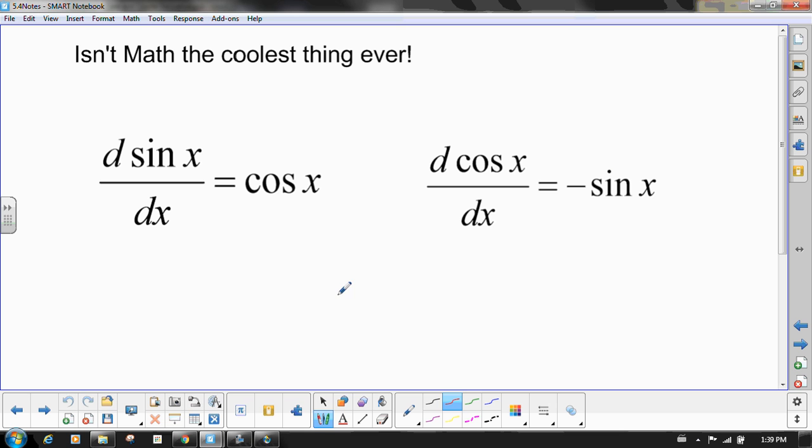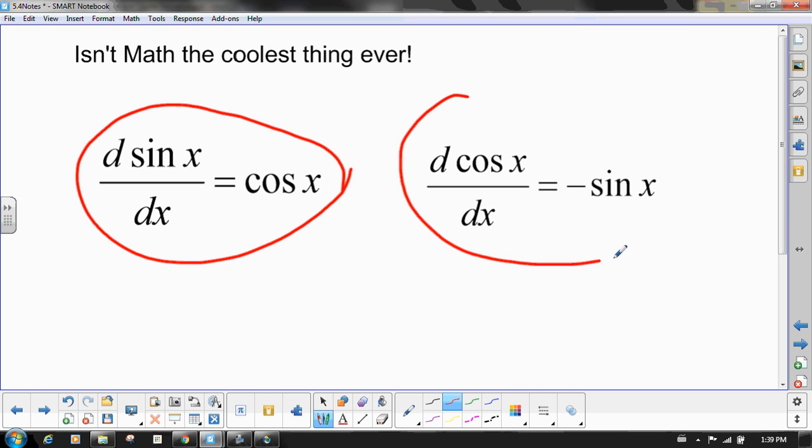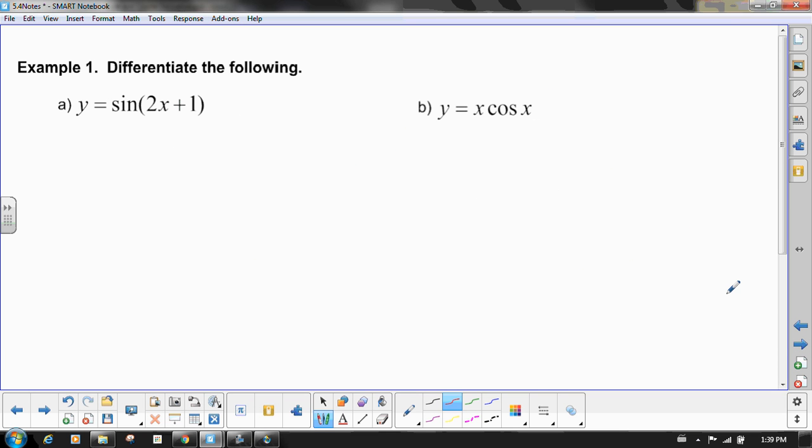We're not going to go through the derivation the same way that we did with e to the x and b to the x, because the math is a little bit messier. But having said all that, even though it's messy math, it gives us a really cool final product. So as per usual, now we're going to work through a few examples.